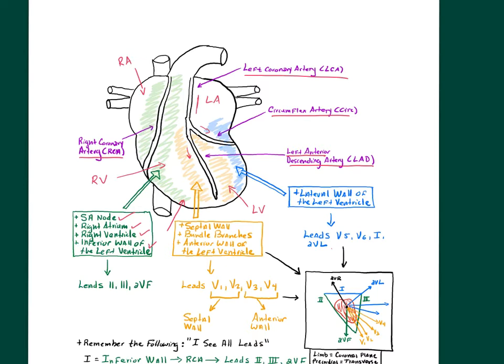Now, the circumflex artery is going to wrap around the side, and it's not going to perfuse the anterior part of the left ventricle, but rather the lateral aspect of the left ventricle. So if you had to guess, if you occlude or have a problem with the left coronary artery that's very high up, what area of the heart is going to take a big hit? Yeah, the left ventricle as a whole is going to take a really big hit.